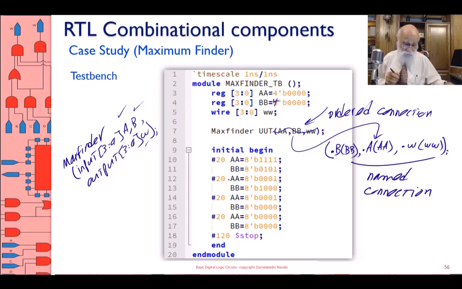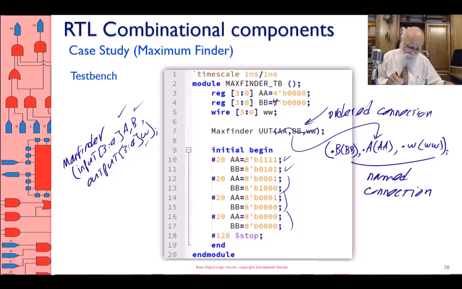Let me go through the initial statement. Wait 20 nanoseconds. While you are waiting, AA is all zeros, BB is all zeros. And then in 20 nanoseconds, AA changes, BB changes. 20 nanoseconds later, both of them change again. 20 nanoseconds later, AA changes, BB changes. But then there may be propagation delay and all that, so I don't stop immediately. I wait 120 nanoseconds and then stop.